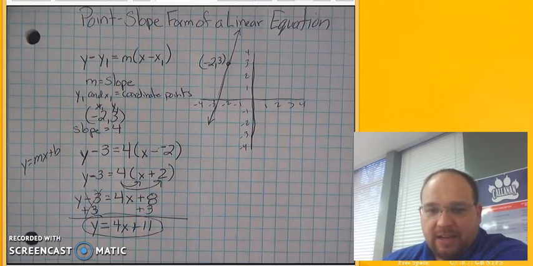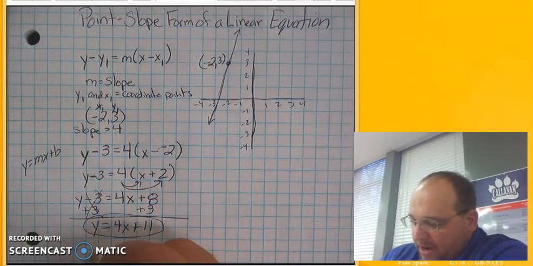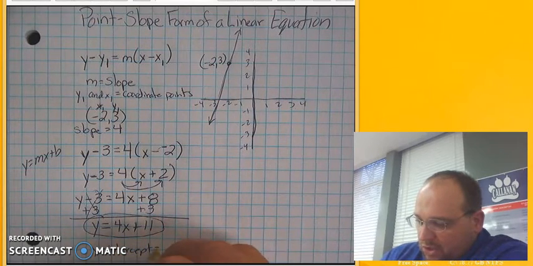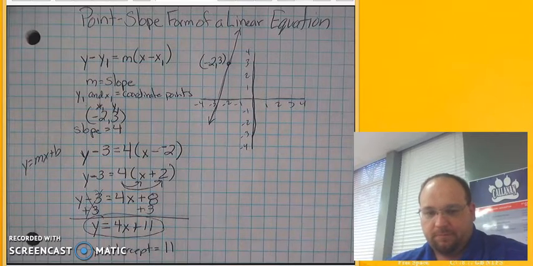So by writing this, I have now learned what the y-intercept is for this line. The y-intercept is equal to 11, because I know that from the equation of my line.